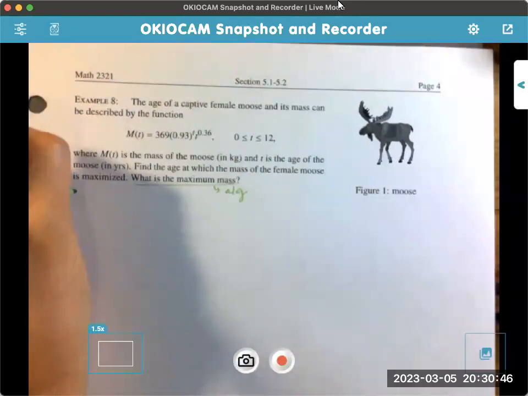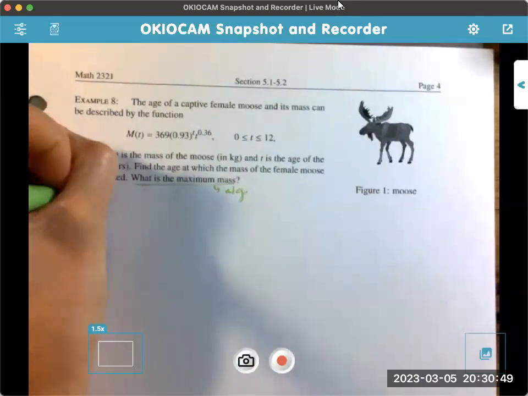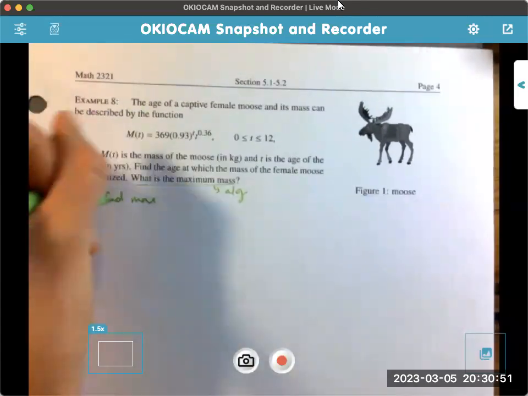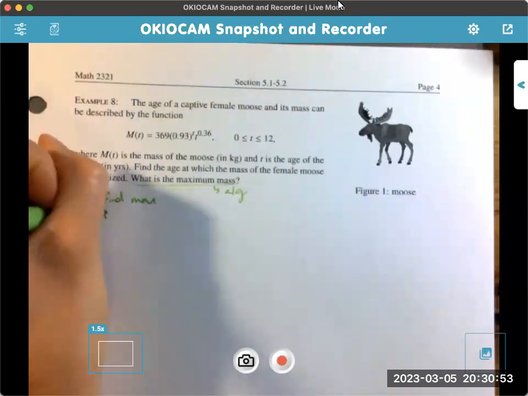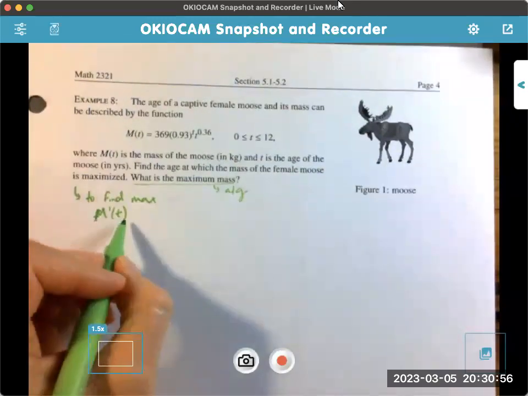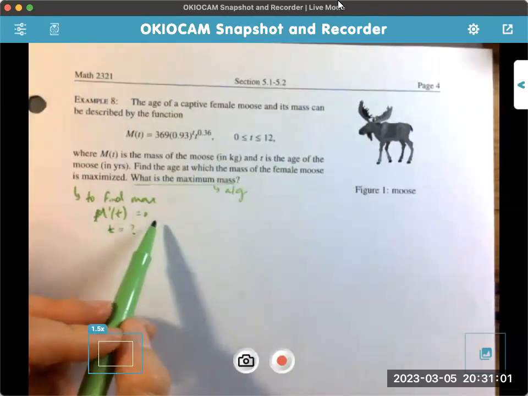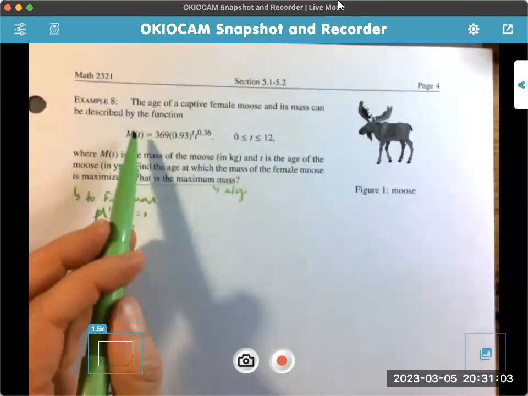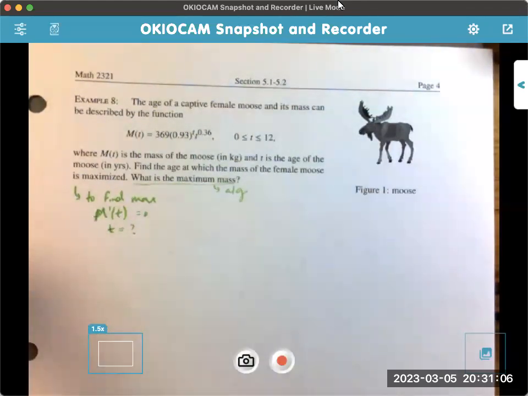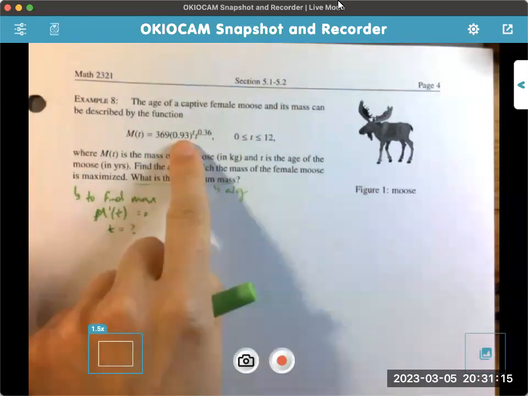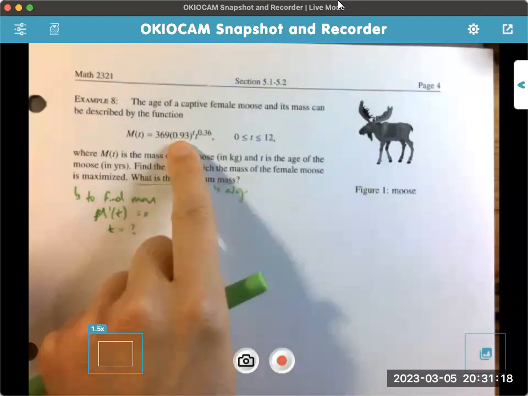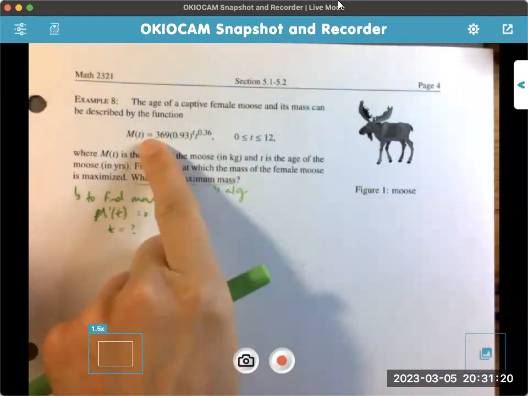Because to find the max, we need the derivative, right? We need to find where this is 0 and what location of t that is. Once we find t, we can just pop that into the equation. So I know you're going to love this derivative because it's not as easy as the other ones, because notice this is a product rule with an exponential and a power rule. Here's the coefficient.